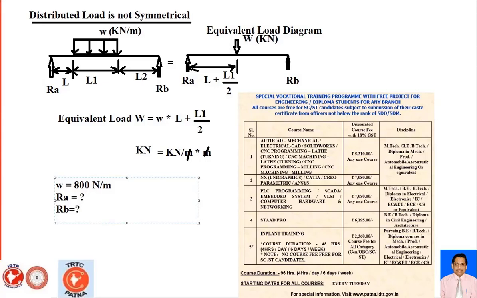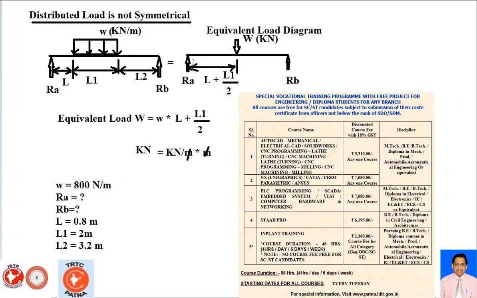So what is RB? Then suppose L is 0.8 meter, and L1 is also 2 meter, and then L2 is 3.2 meter. Just substitute the values in this process to compute RA and RB.